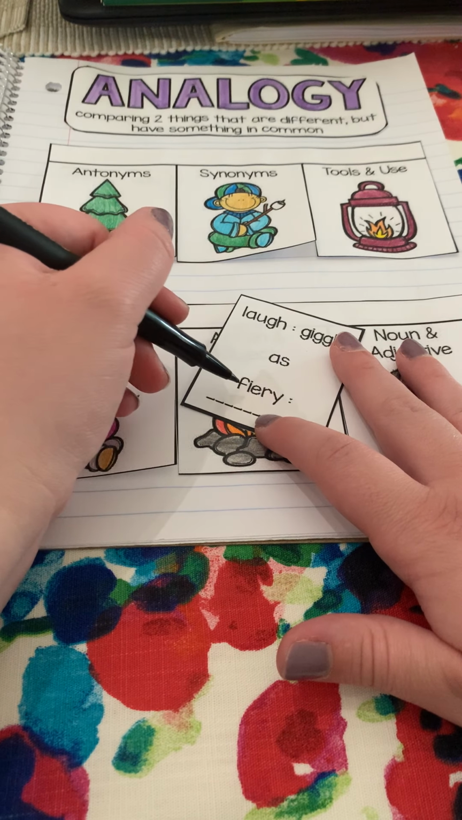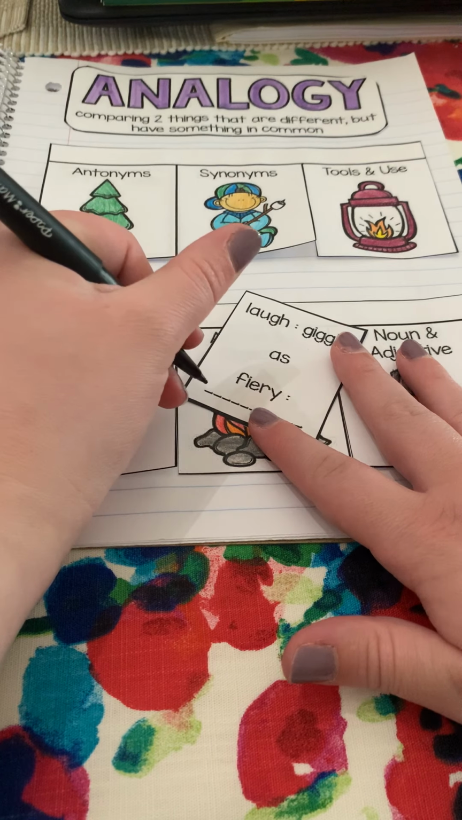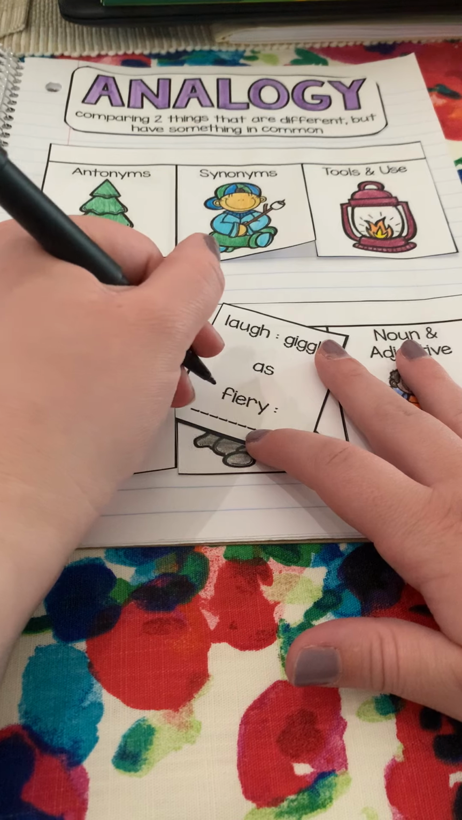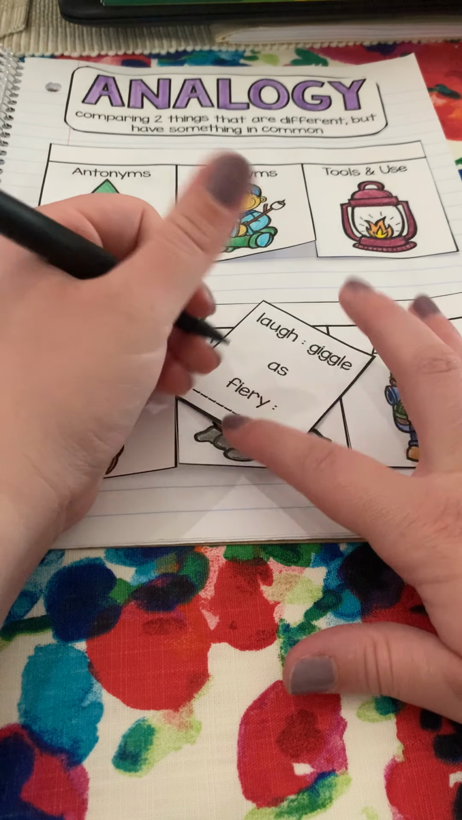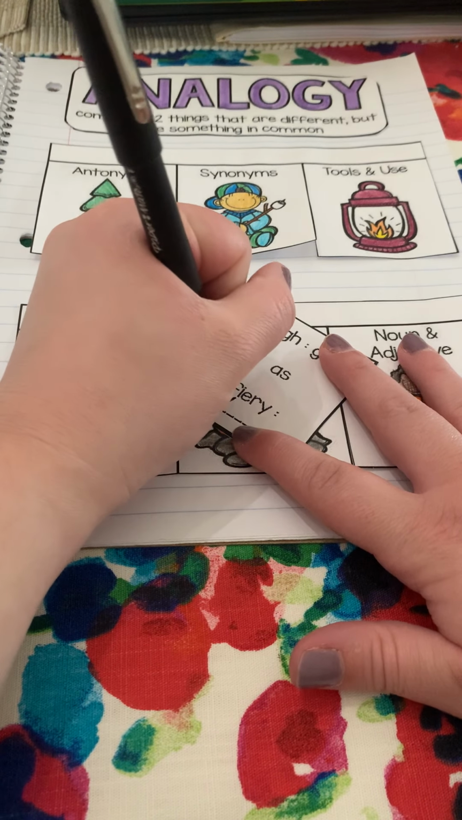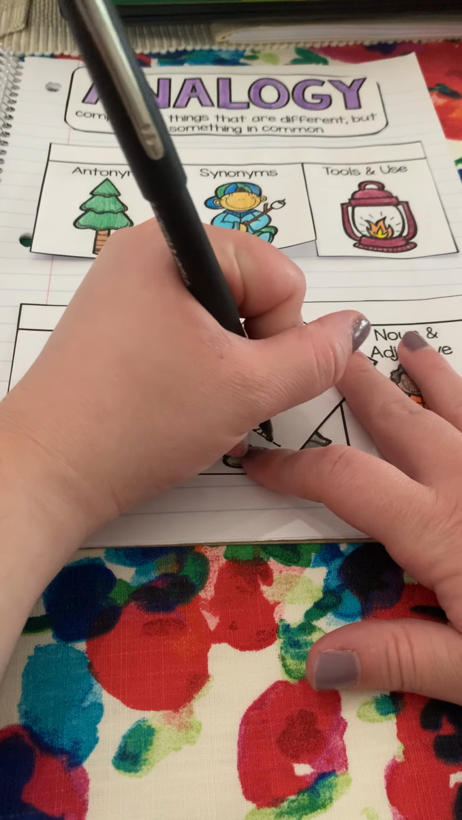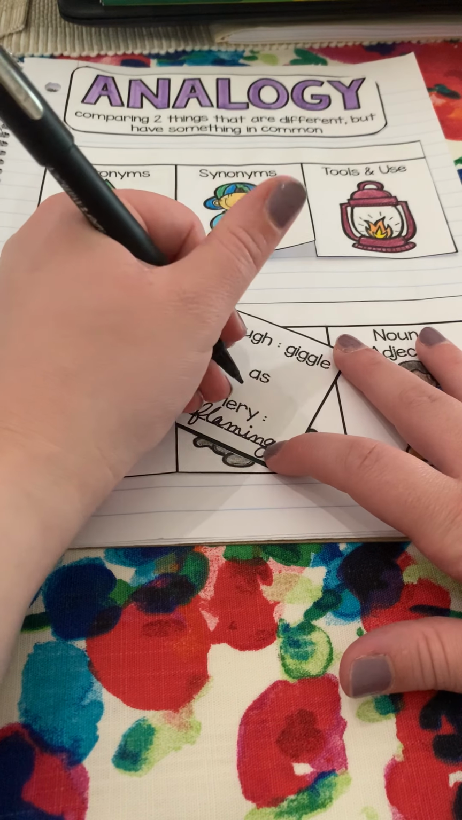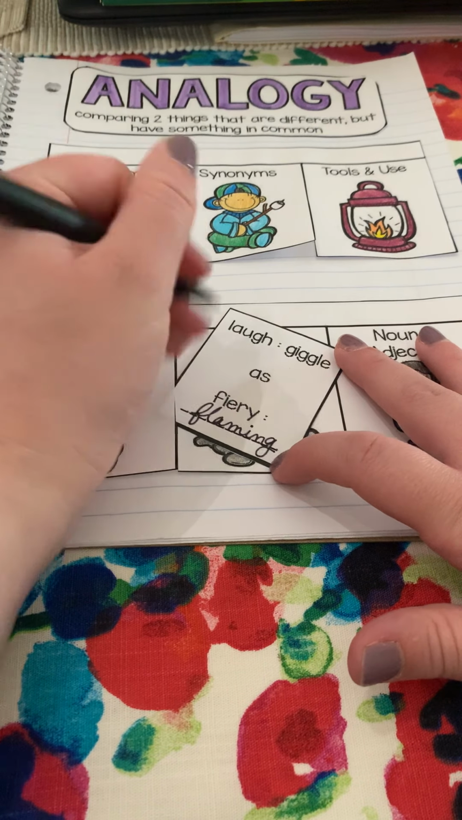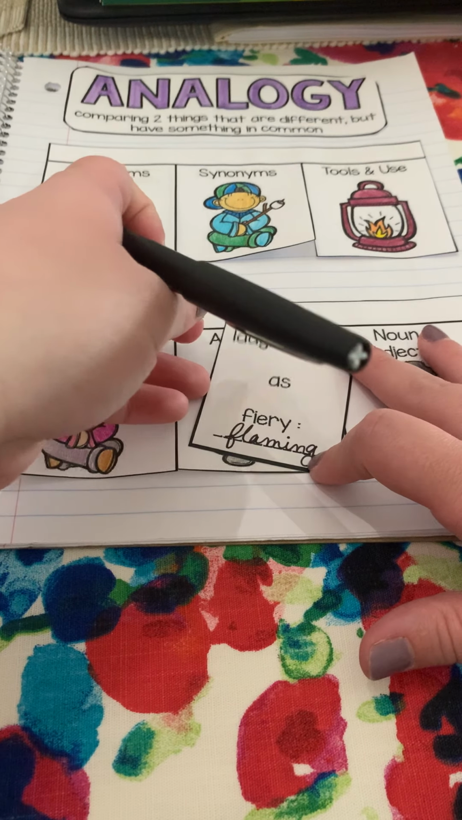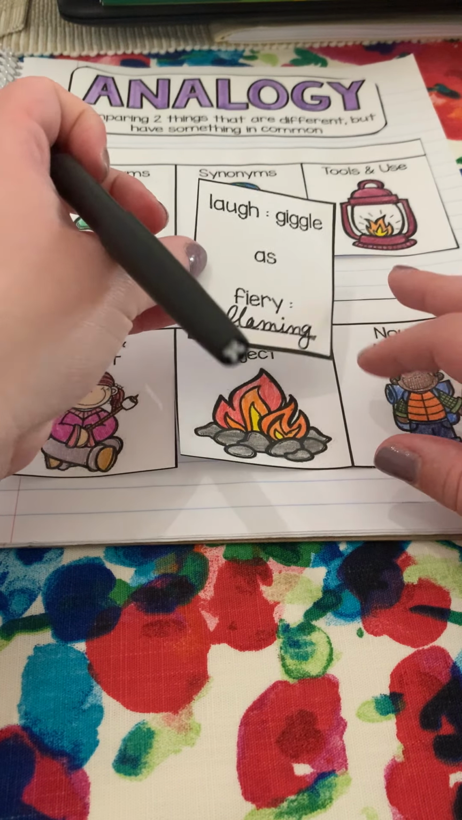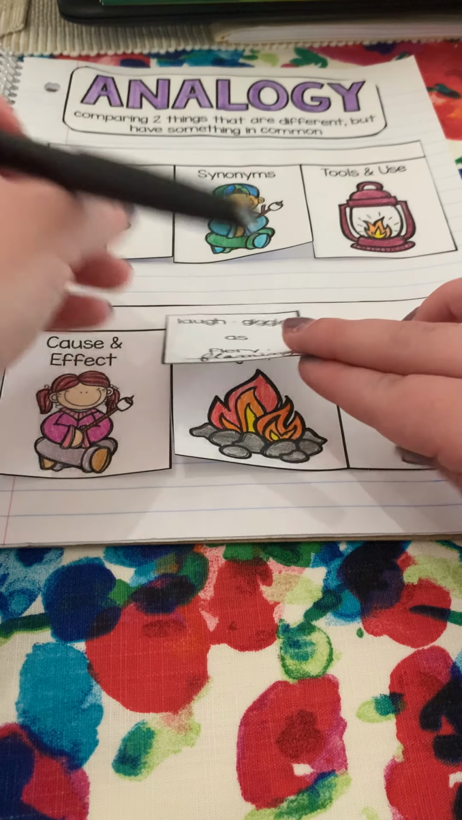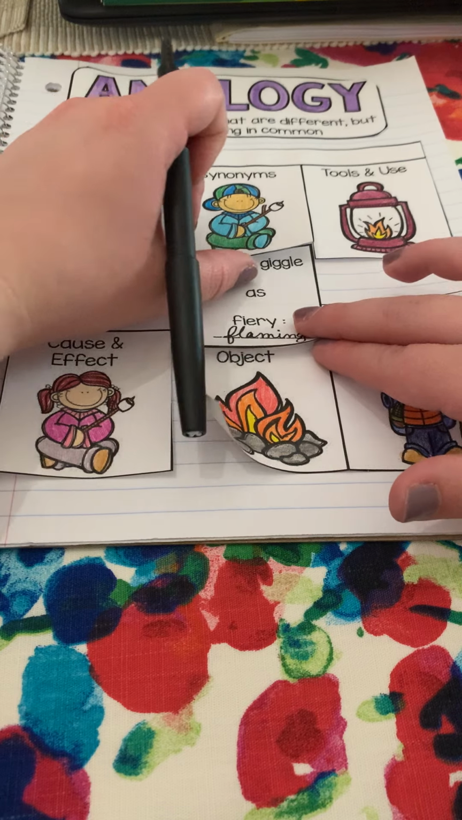Then fiery needs a synonym. So some word that means the same thing as fiery. We can put the word flaming. So laugh is to giggle, those two mean the same thing, as fiery is to flaming. So the building was fiery, the building was flaming. You could put either of those into the sentence and it would mean the same thing. So there's your analogy, that's synonyms.